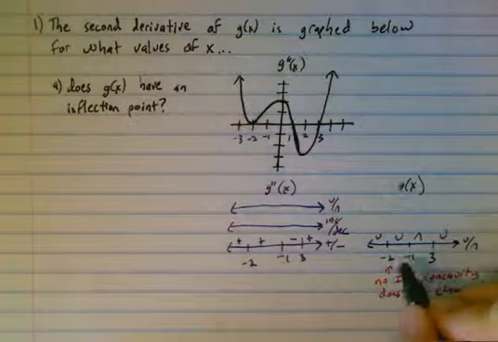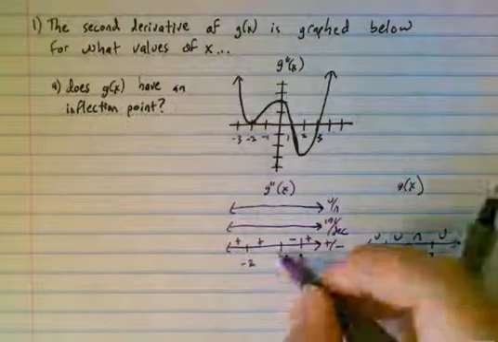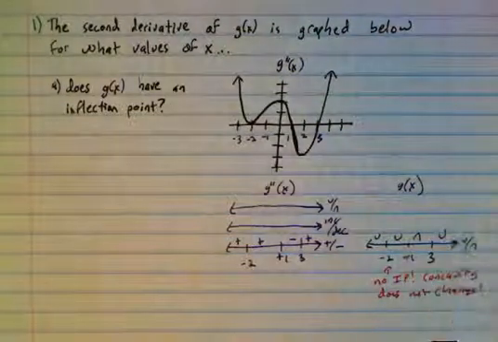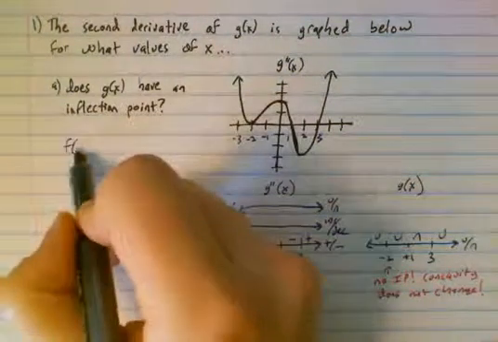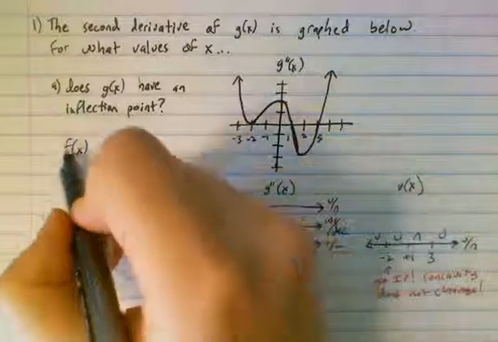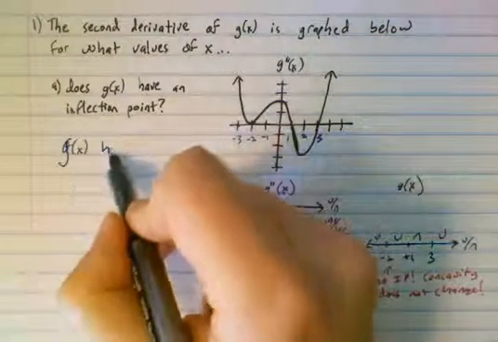Oops, this is a positive one, isn't it? Not a negative one. My bad. That's also g of x.